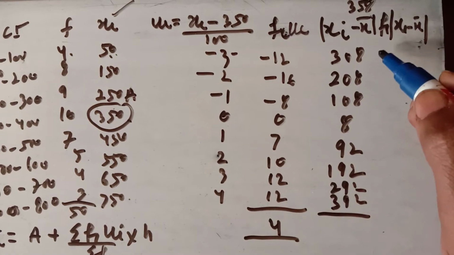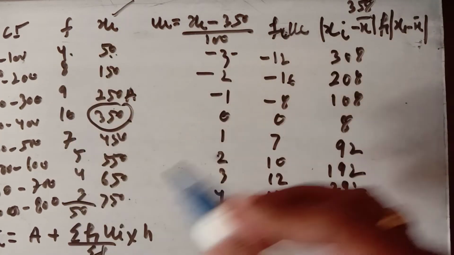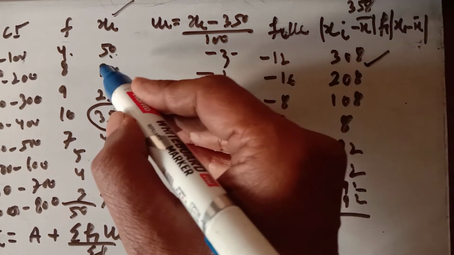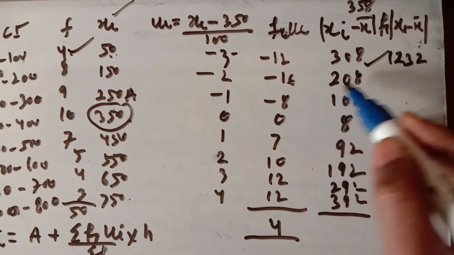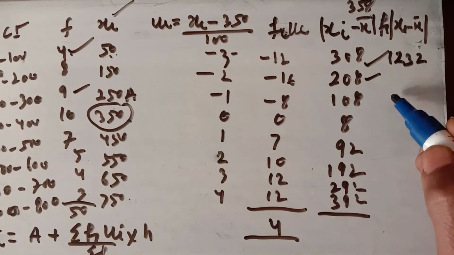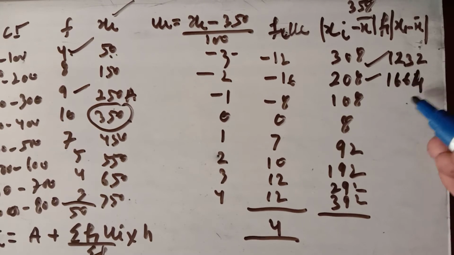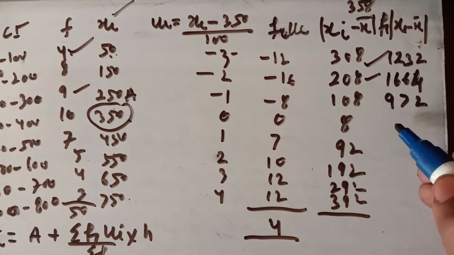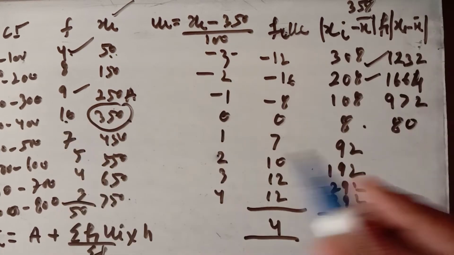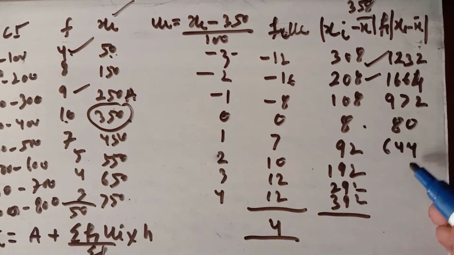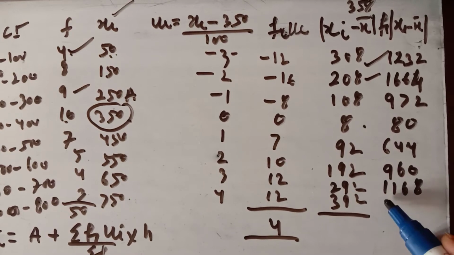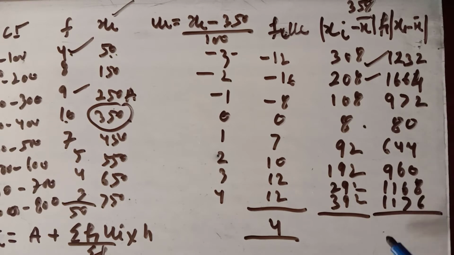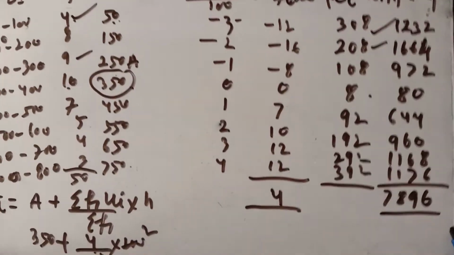So you have to multiply this with fi. अब इसको इस फ्रीक्वेंसी से मल्टीप्लाई करिए। 308 into 4, so this is coming out to be 1232. Similarly multiply this with 9, then 1664, then 972, then 80, this into 10, then we have 644, then 960, then 1168 and 1176. Add it and you are getting this as 7896. आप प्रॉपरली ऐड करो, टेक योर टाइम। सो ये क्या होता है डाटा?